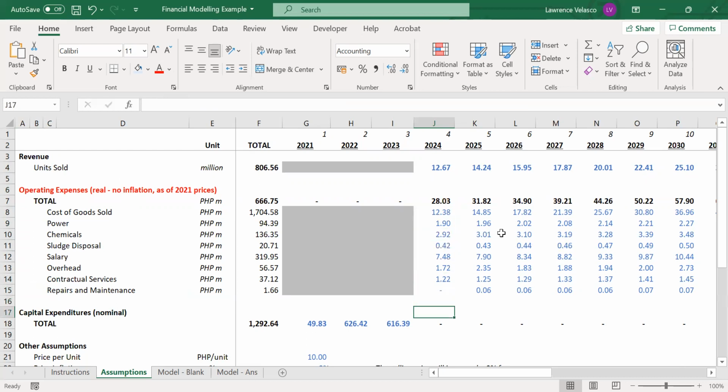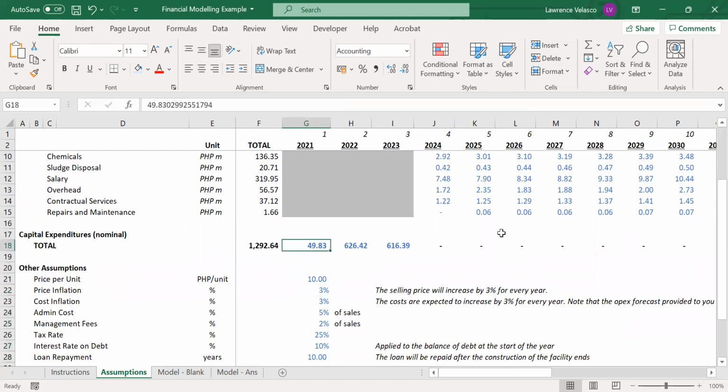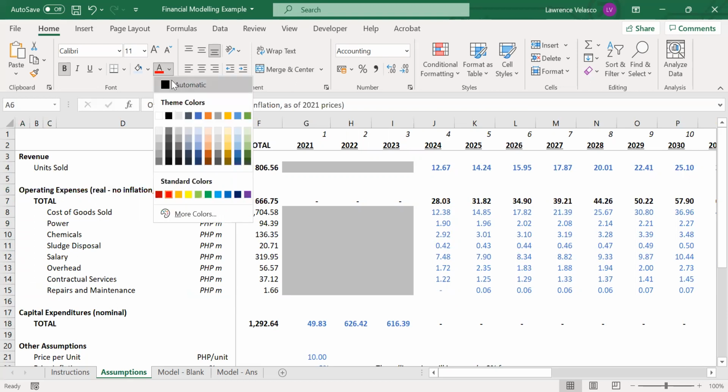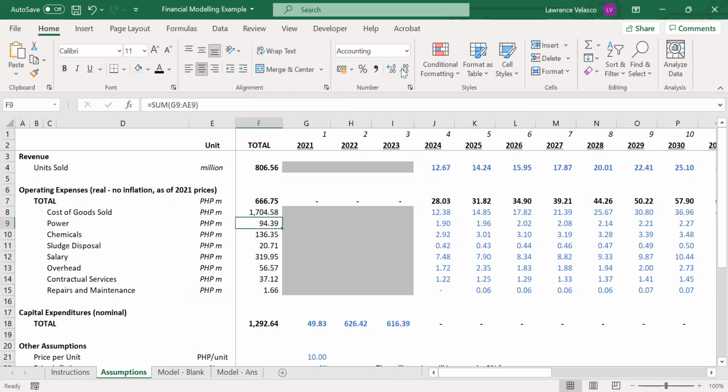The total PPE or capital expenditures that's supposed to be spent is 49.83 million, in the first year, 626, 616. So in total, 1.29 billion pesos of capital expenditures will be spent. So yan yung revenue, expenses, and costs that we need to take into consideration in our forecast.